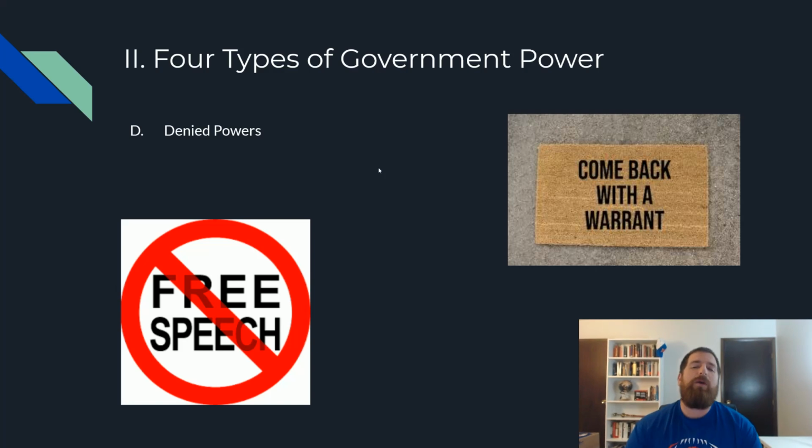And then lastly, we have denied powers. These are powers that neither the federal nor state governments have. Government is not allowed to do these things in any circumstance. That includes things like the government cannot just search your property without a warrant, and they cannot restrict free speech. That is true both at the federal level as well as at the state level. Neither level of government has the power to do those things.